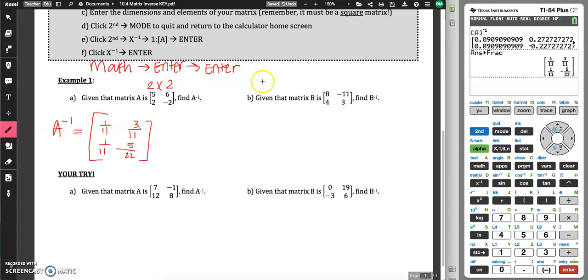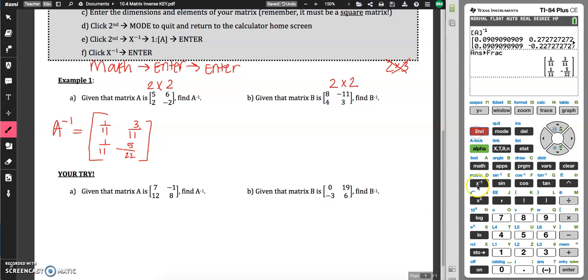Okay, we'll do one more together and then you'll have 2 to do on your own. So I'm going to enter my matrix. This is a 2 by 2, so again I can find the inverse. Okay, if it was a 2 by 3, for example, I could not. No inverse for that one.